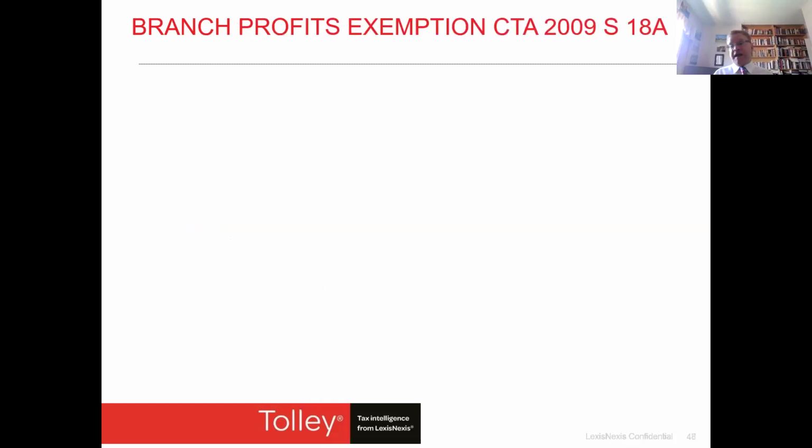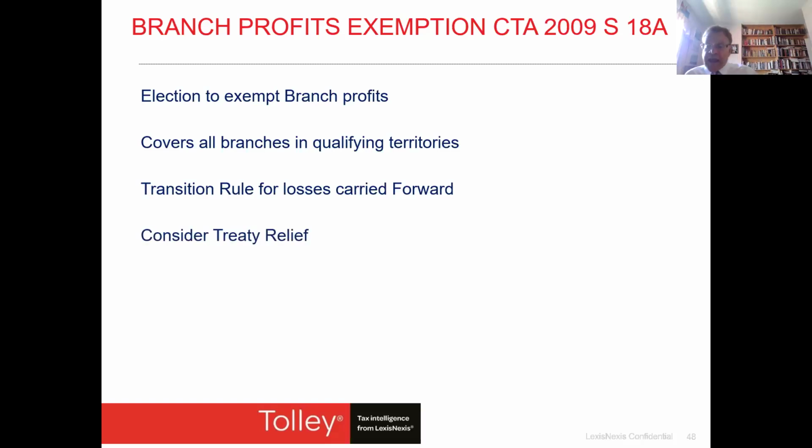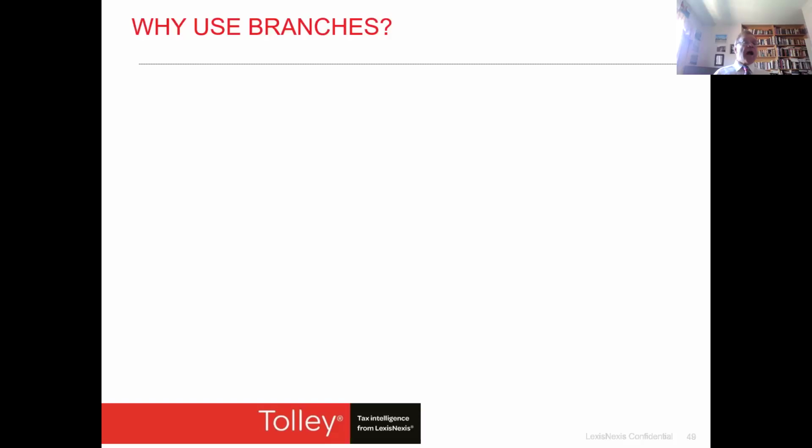Under Corporation Tax Act 2009, there's an election potentially to exempt branch profits, covers all branch profits in qualifying territories, normally where they are taxed in the other territory, they're not taxed in the UK. Transition rules for losses carried forward before the election for exemption has been made, and you should consider any treaty relief on that basis. Why use branches? Well, easier to claim loss relief, and you've got simpler accounts on that basis.